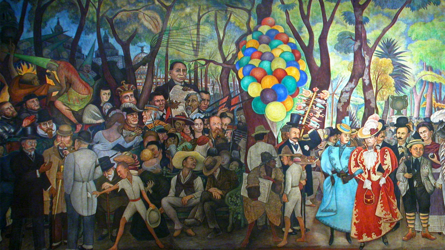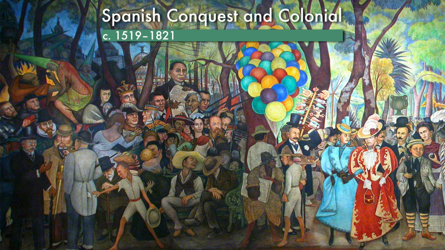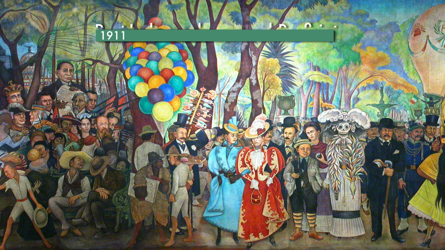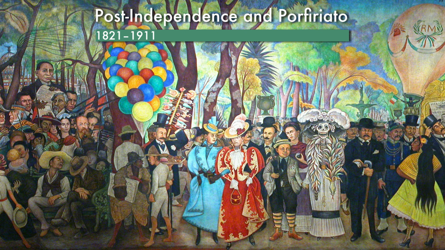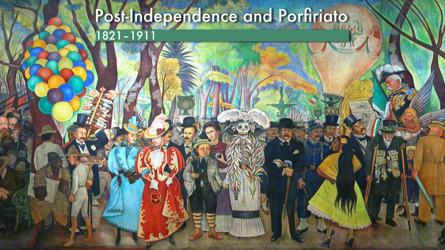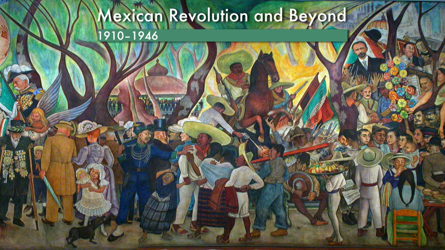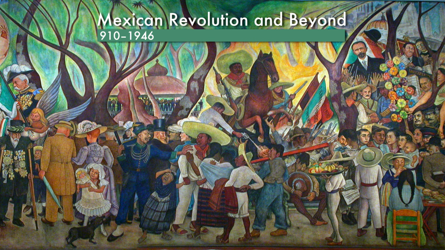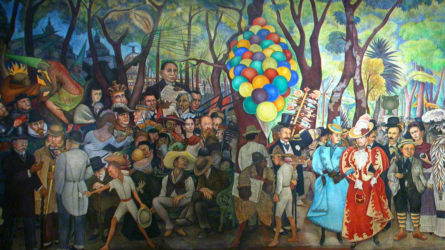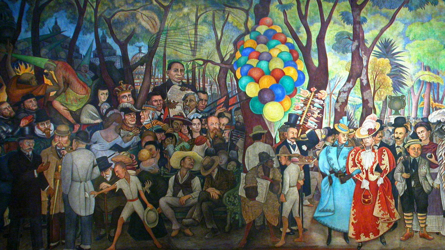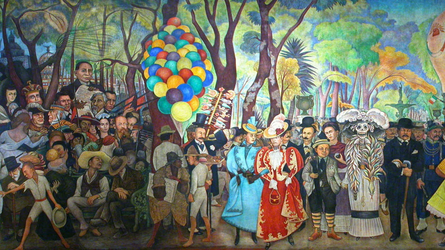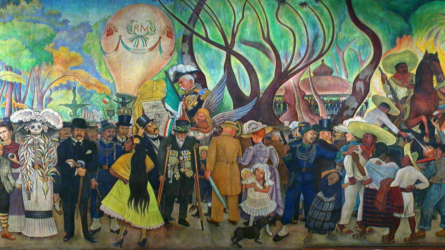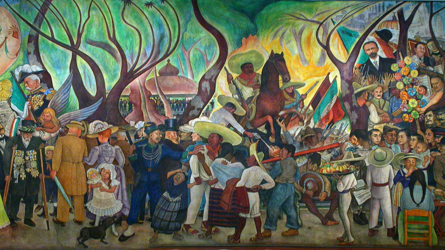He organizes them into three broad historical periods: the Spanish conquest and ensuing colonial period, the 19th century and the dictatorship under Porfirio Díaz, and the Mexican Revolution that began in 1910. The loose flow of time moves from left to right, though Rivera sprinkles in figures from different eras throughout the composition to disrupt a strict linear chronology.